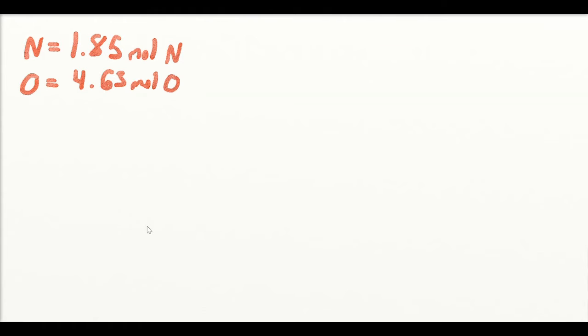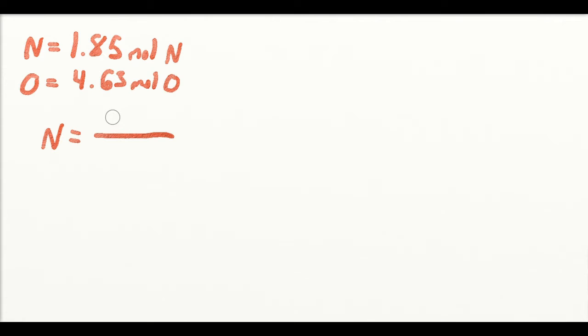Now that we have the moles for each element, 1.85 moles of nitrogen and 4.63 moles of oxygen, we can do the next step. It may be kind of confusing, but this is the only way you're going to be able to do it. You are going to decide between these two which one is the smallest. Obviously, 1.85 is smaller than 4.63. So let's focus on nitrogen first.